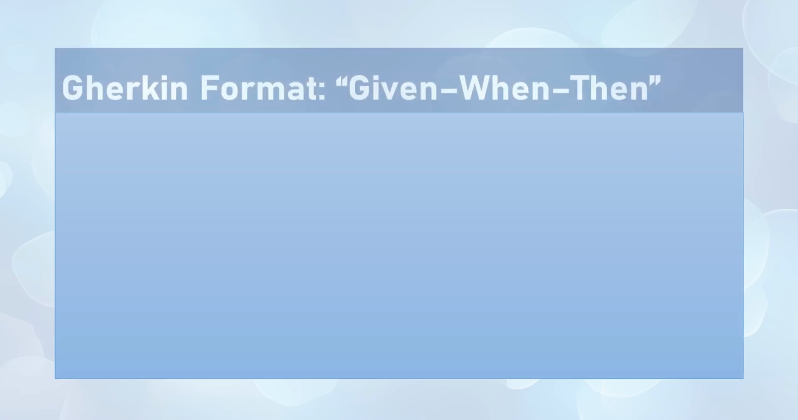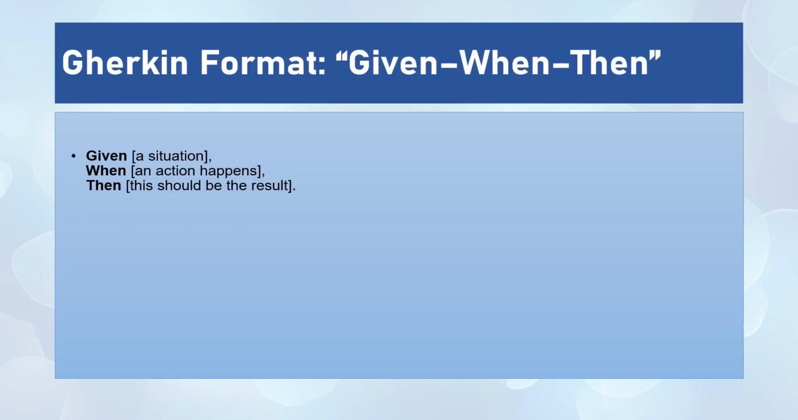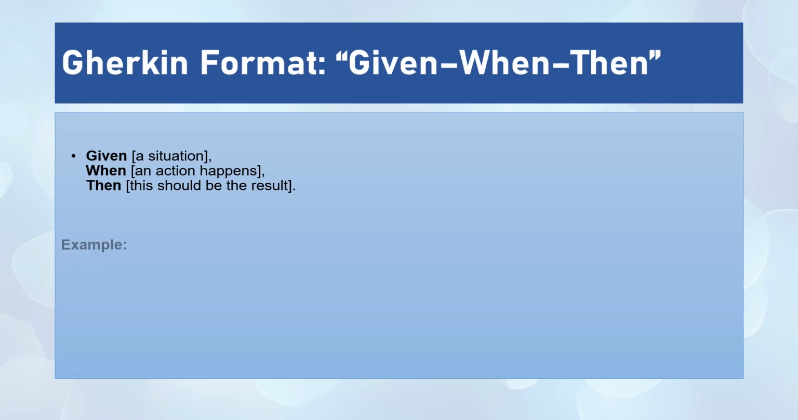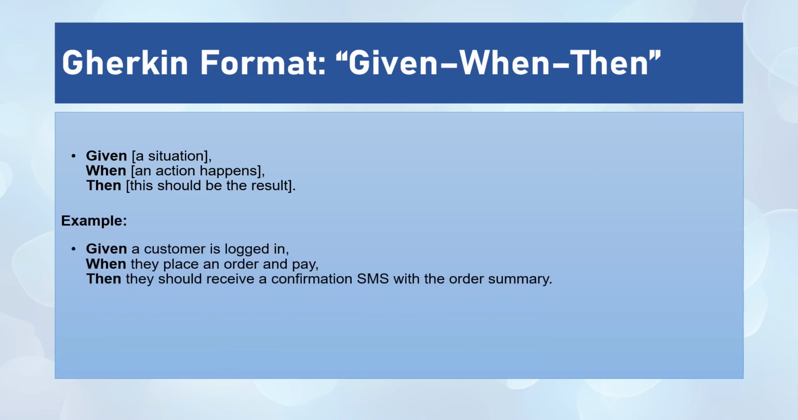If you are wondering how to remove ambiguity from your acceptance criteria, there is a format you can follow that is known as the Gherkin format. It essentially follows this: given, when, then. Given a particular situation, when an action happens, then this result should follow. So given, when, then. For example, given that a customer is logged in, when they place an order and pay, then they should receive a confirmation SMS with the order summary.